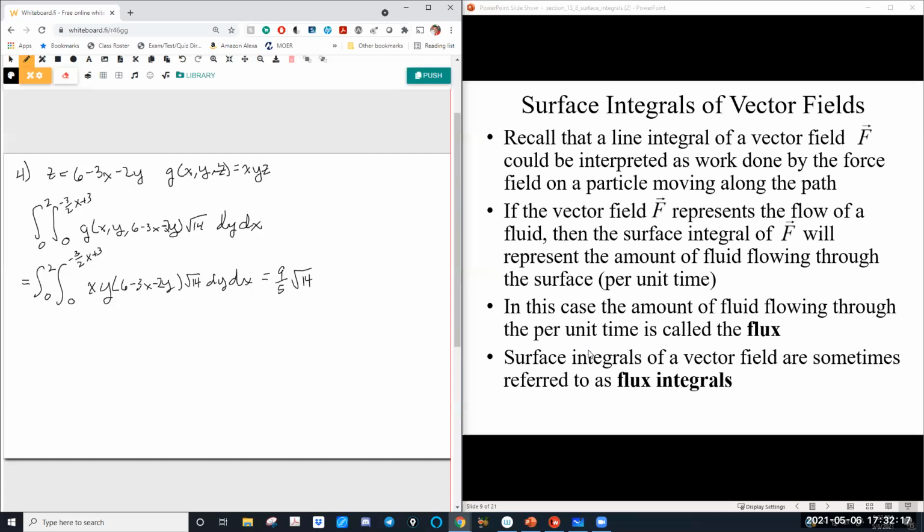It was a single variable integral. Now we're looking to what extent the vector field goes through our surface in one direction versus the other direction, and it'll be a double integral. All right, so we have done flux integrals. We've only done them in one dimension because we were doing them on a path. Now we're doing them on a surface.